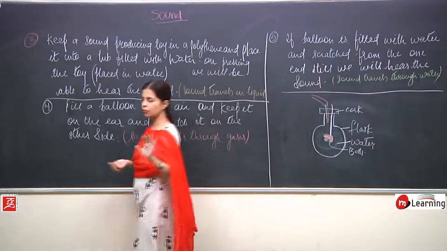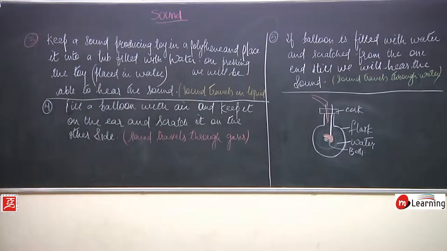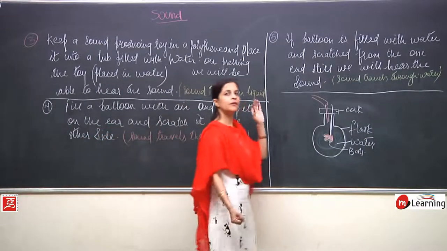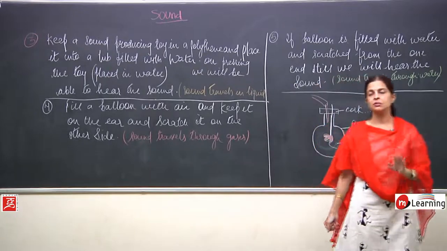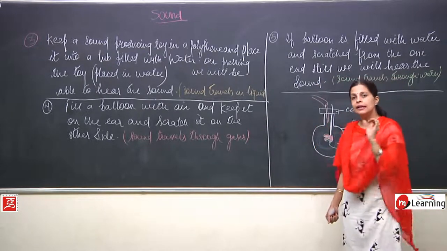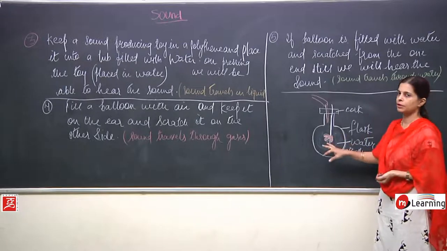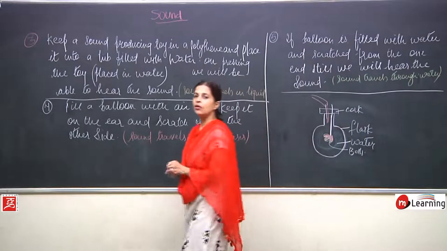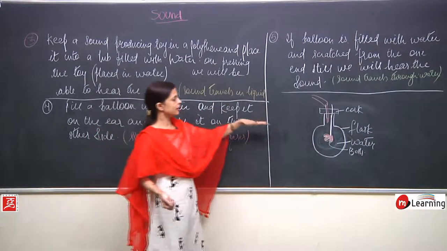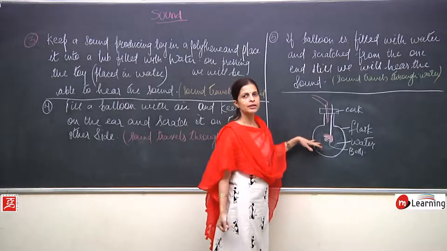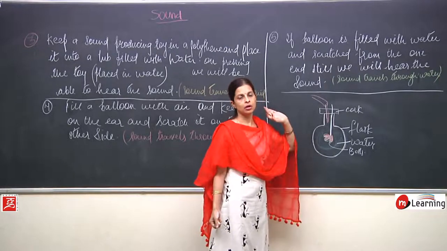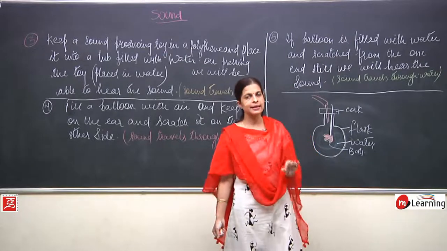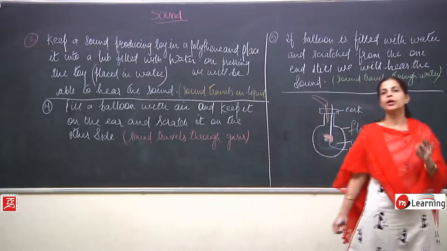First of all, we have taken a round bottom flask. First of all, what has to be done? A flask has to be taken. This flask has to be filled with water. This round bottom flask is sealed by a cork, but this cork has got two holes. The round bottom flask is taken, and inside this water is poured.